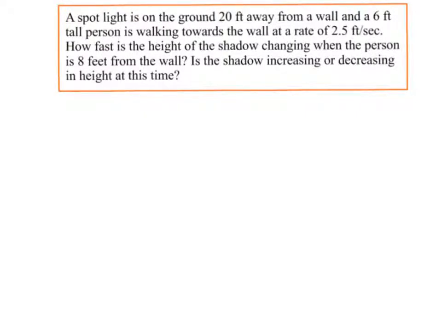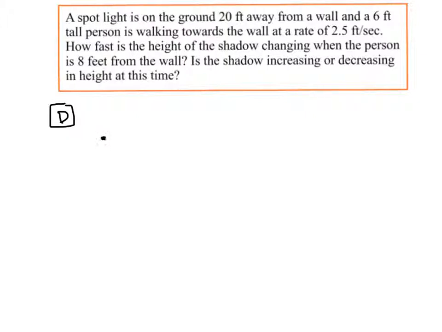Well, here's another related rate example. A spotlight is on the ground 20 feet away from a wall, and a 6-foot tall person is walking towards the wall at a rate of 2.5 feet per second. How fast is the height of the shadow changing when the person is 8 feet from the wall? Let's draw the picture here and see what we can figure out.